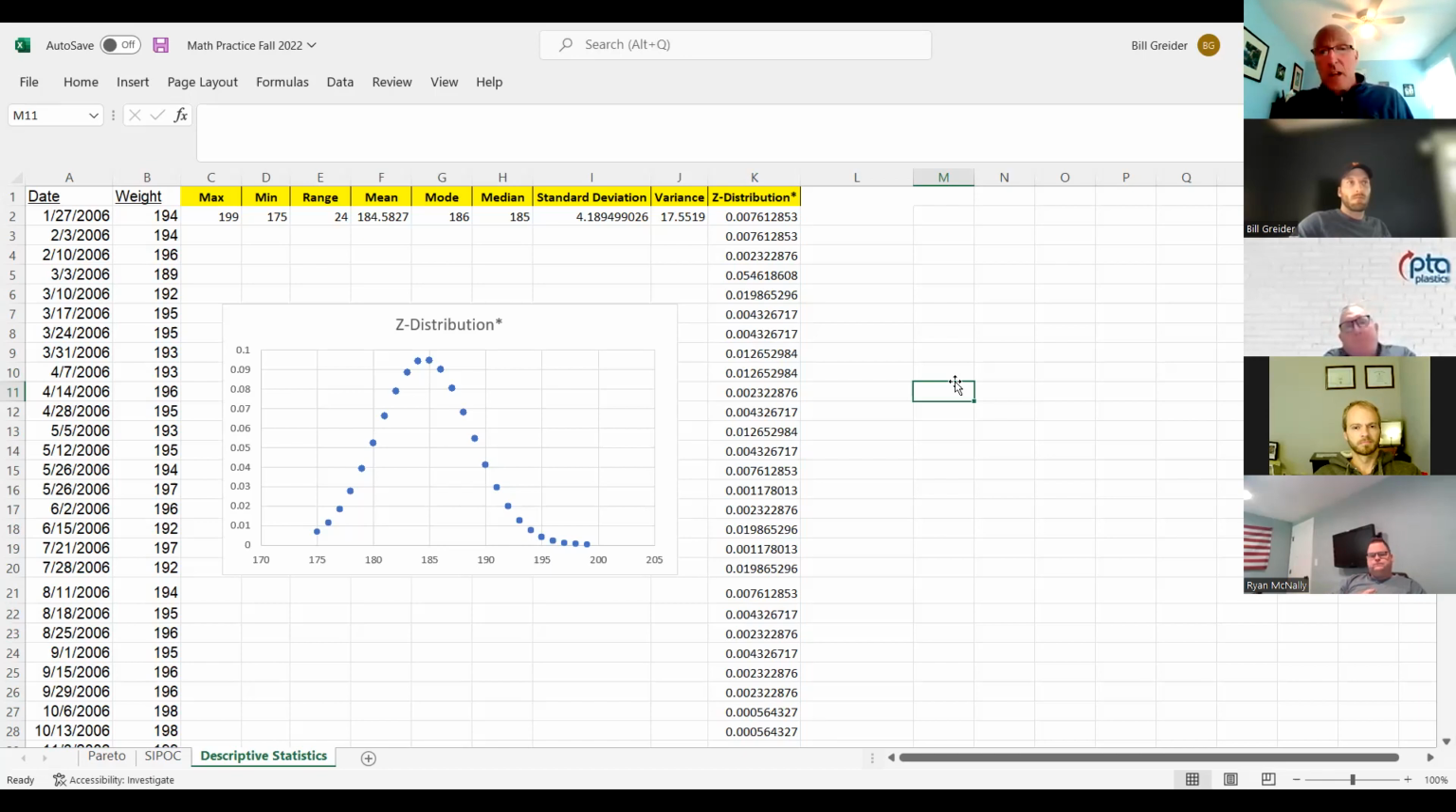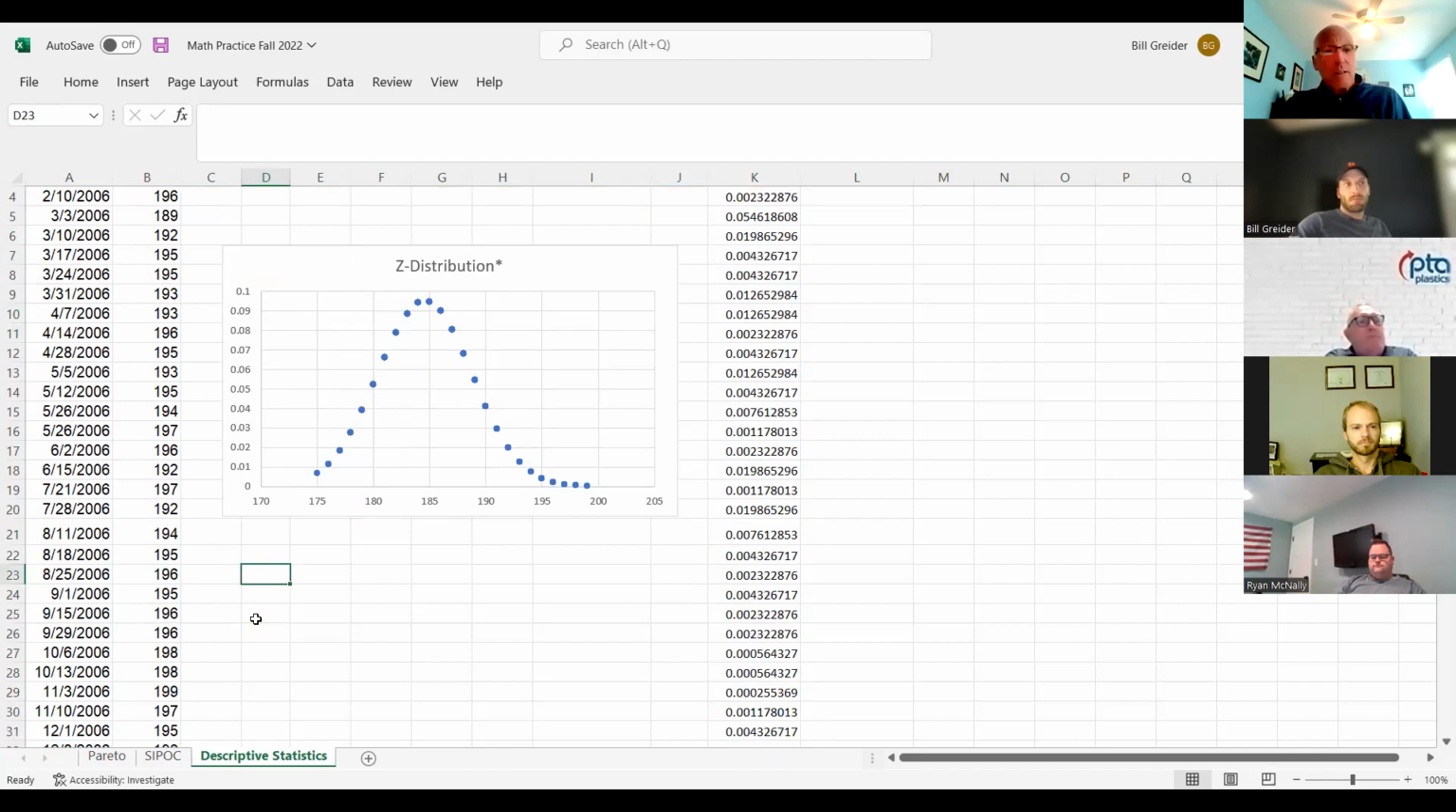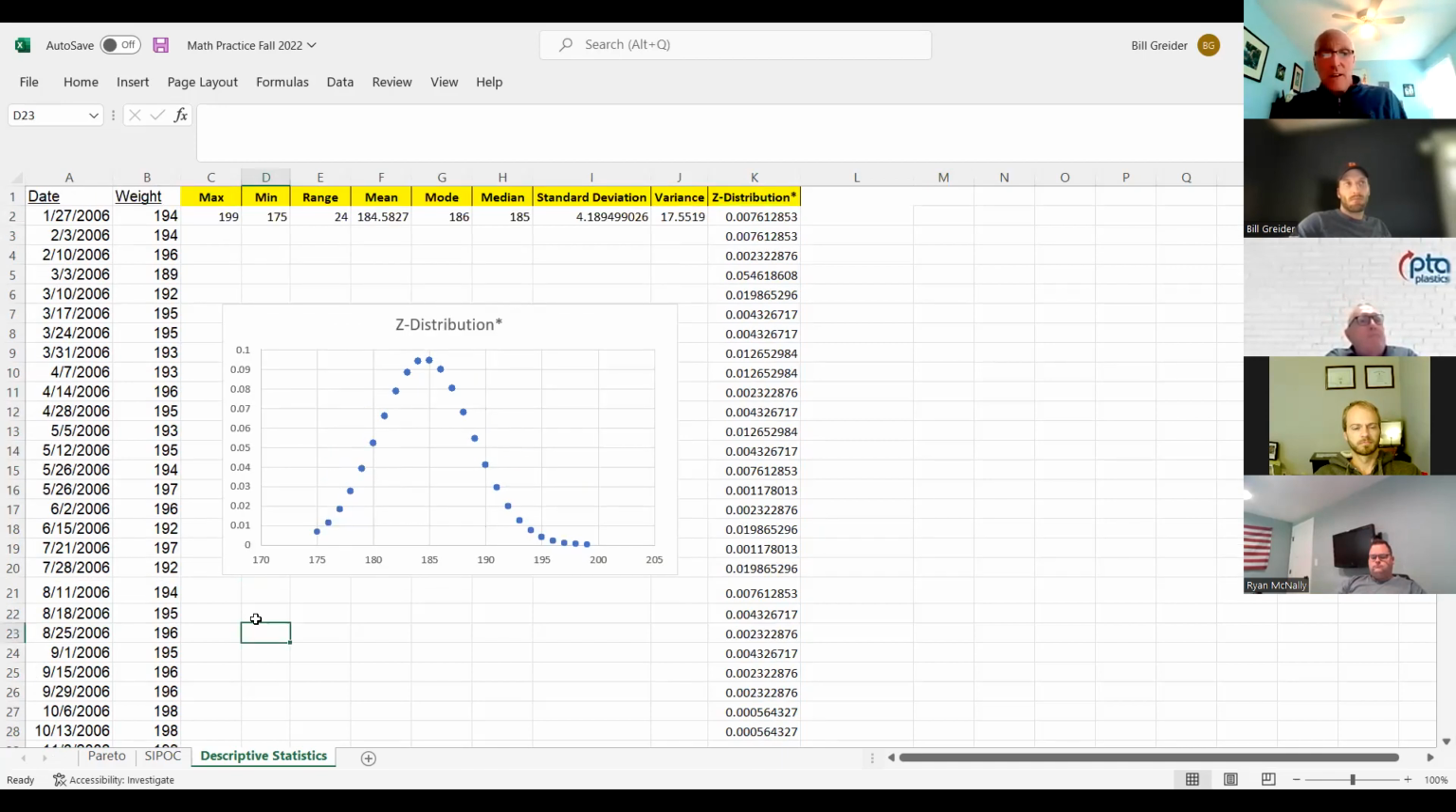So this was not a bell-shaped curve when I started weighing myself in 2006, and as you can see, there's a high amount of variation in the data over the first 2 years. If I had only looked at the first 2 years, I would not have had this beautiful bell-shaped curve. Now, if you look at the curve, the min, 175 pounds, is at the bottom left. The max, 199 pounds, is to the right. The mean at 184 is the center of the bell.